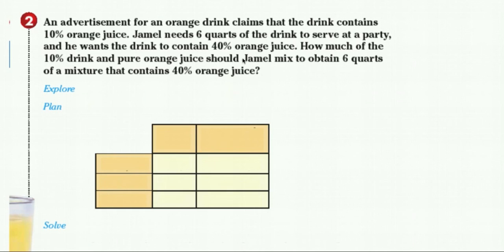Okay, so this is the scenario. Jamel needs 6 quarts to serve at the party, and he wants that 6 quarts to contain 40% orange juice. So he has 10% orange juice and pure orange juice. He wants to find out how much to mix with the 10% orange juice and the pure orange juice, so that he can obtain 6 quarts of a mixture that contains 40% orange juice.